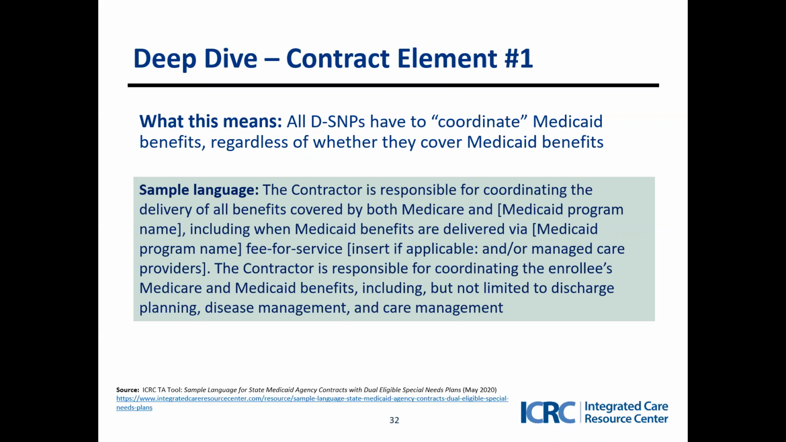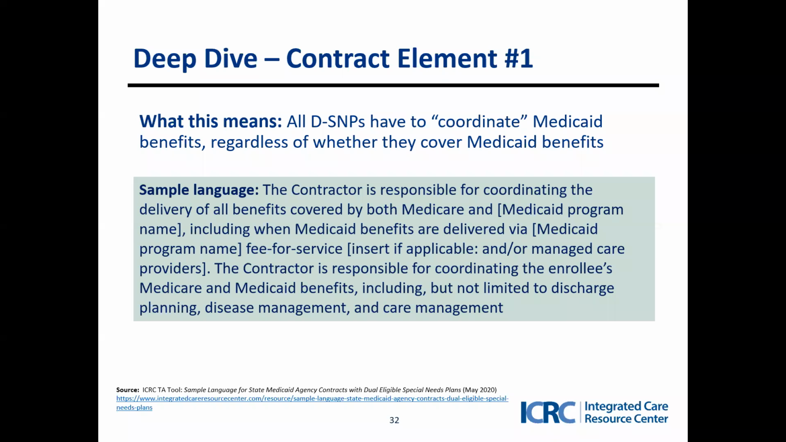So this means that all D-SNPs have to coordinate Medicaid benefits, regardless of whether they're covered under Medicaid fee-for-service, by the plan itself, or by other Medicaid plans available in the state. And the contract must say how the D-SNP will coordinate care. So coordination can include a range of D-SNP activities.